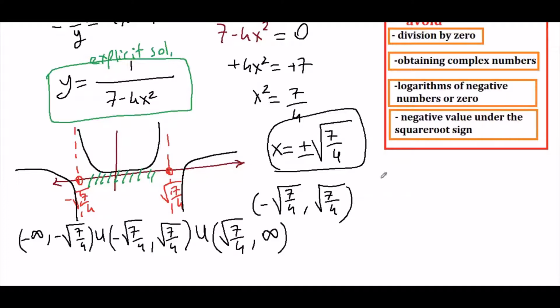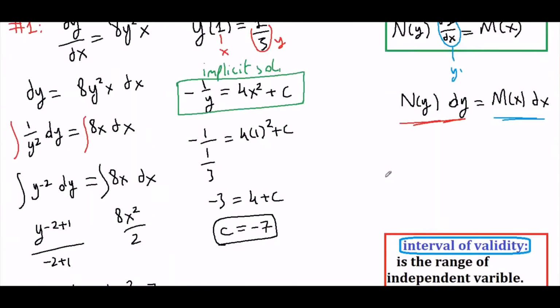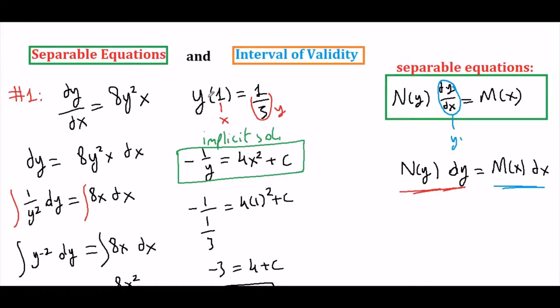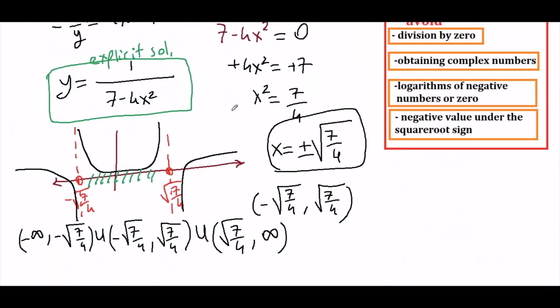So when we are finding the interval of validity, we check the initial independent variable value. In this case it is x and it is 1. So 1 falls into this zone. Let's go to example 2.